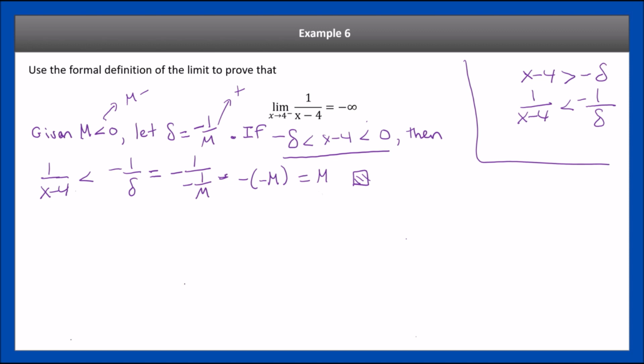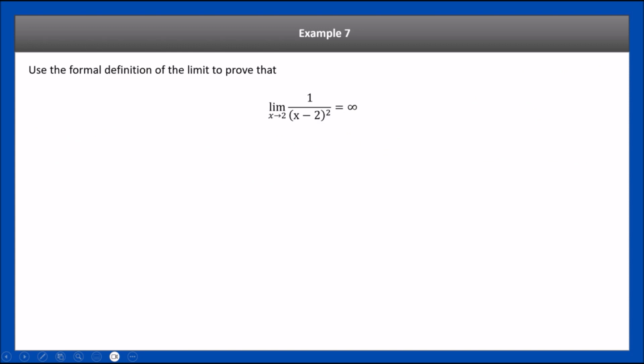All right, so let's take a look at another one. So here we go. Use the formal definition of the limit to prove that the limit as x approaches 2 of this function is positive infinity. So this time, since this is positive, we're looking at m greater than 0 for this case. So let's go ahead and try that. So given m greater than 0, let delta equal some quantity, which we'll find later.